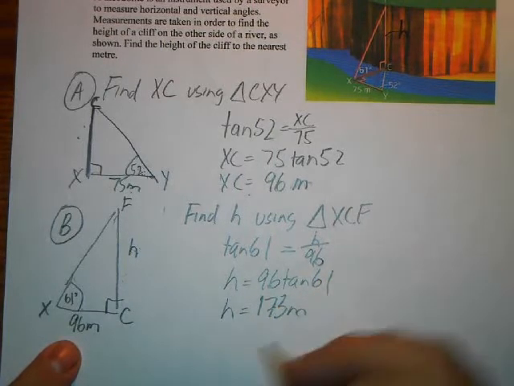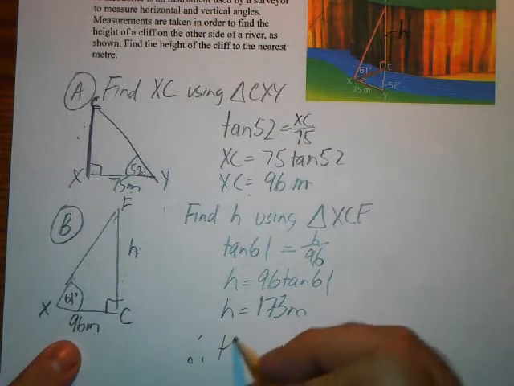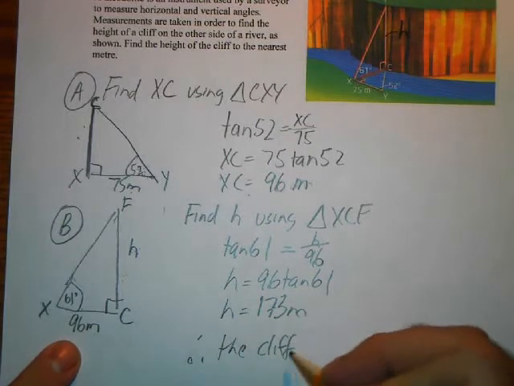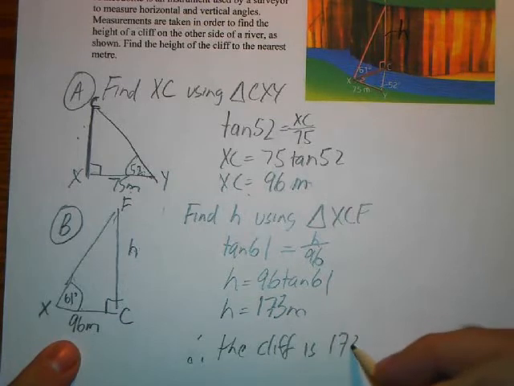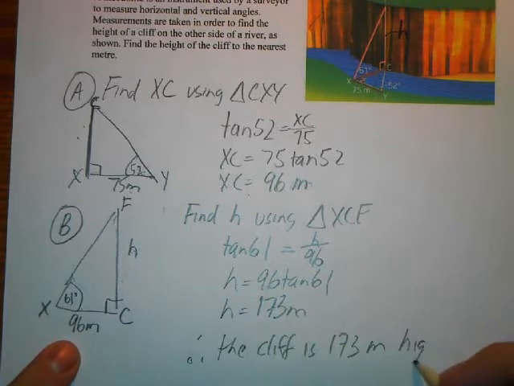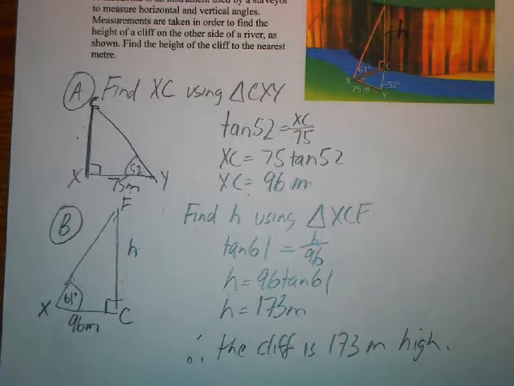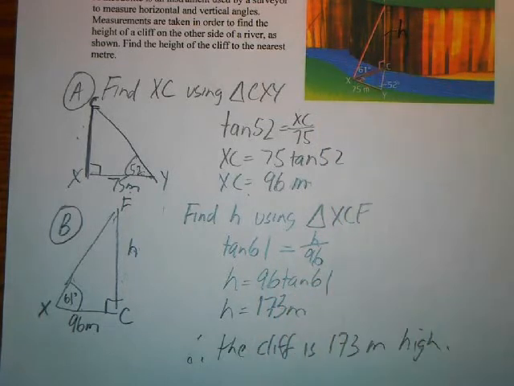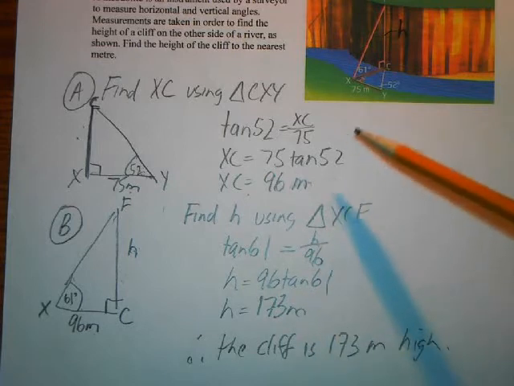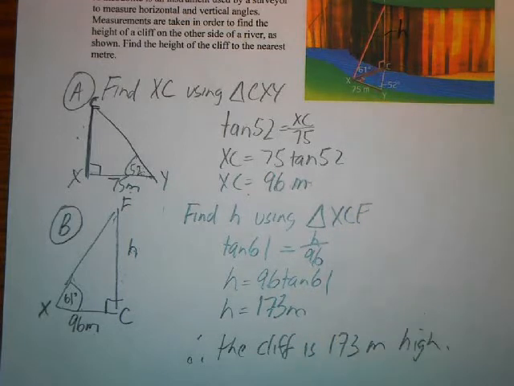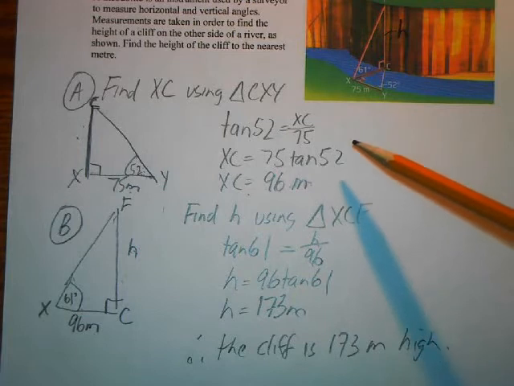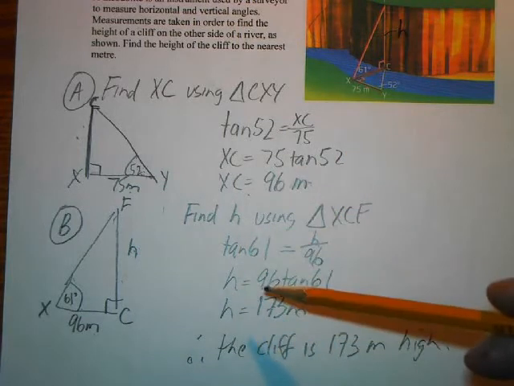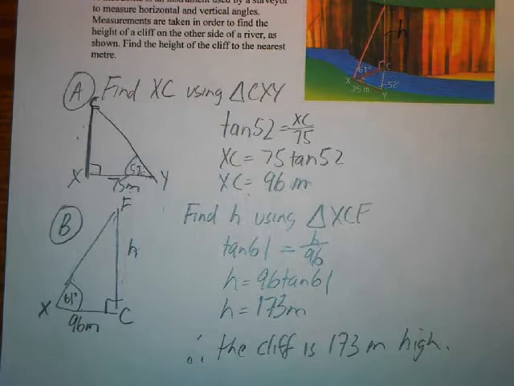So therefore, the cliff is 173 meters high. Okay, so again, a pretty cool question. Just like the balconies, you can't easily physically measure it, but through using trigonometry and measuring angles and sides from the ground safely, you can actually figure it out using some good mathematical skills and trigonometry tools.